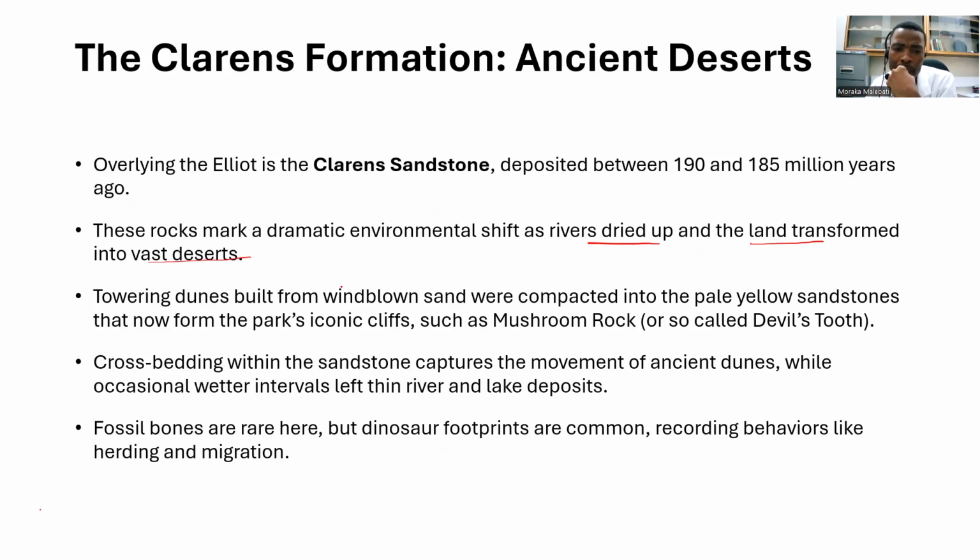Towering dunes built from wind-blown sands were compacted into pale yellow sandstones that now form the park's iconic cliffs, such as the Mushroom Rock, also called the Devil's Tooth. Crossbedding within the sandstone captures the movement of ancient dunes, while occasional wetter intervals left thin river and lake deposits. I told you that along the margin of that egg, that's where we have the rivers coming in and giving us the lake deposits.